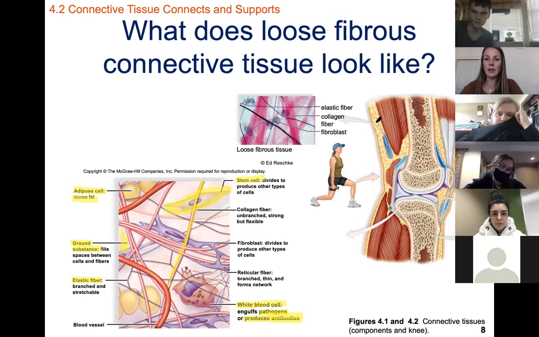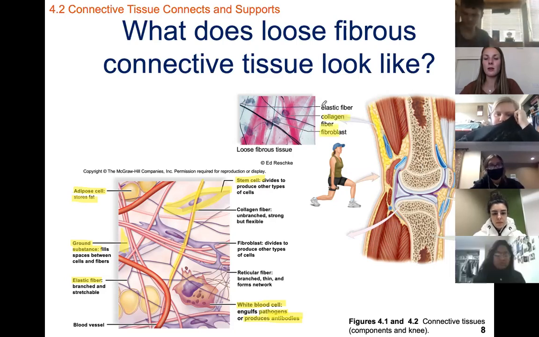All right, so here's some of that adipose tissue. That's that kind of yellow, kind of whitish thing in between some of the muscle and the bone here. All right, that elastic fiber, the collagen fiber, the fibroblast, all of those here are considered loose fibrous tissue, and they can be found in the joint of your knee. Okay, we know that bone and cartilage are both also connective tissue, but they are not fibrous connective tissue.